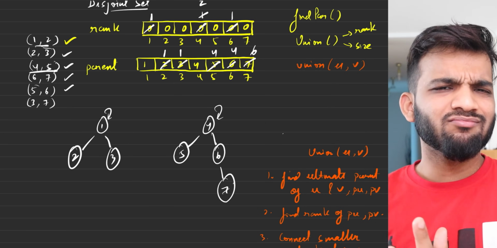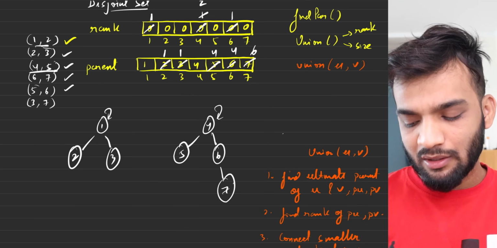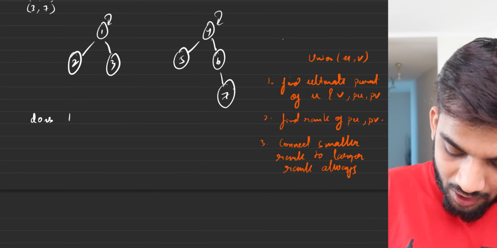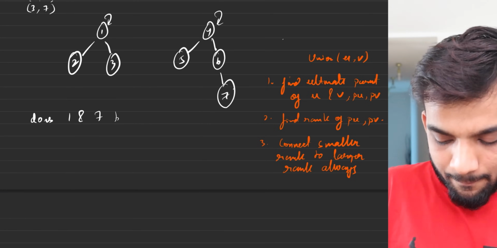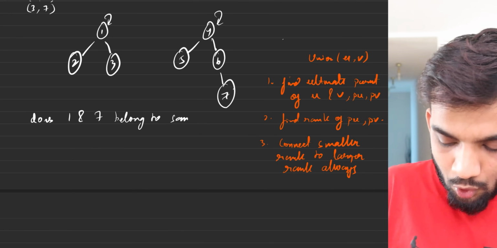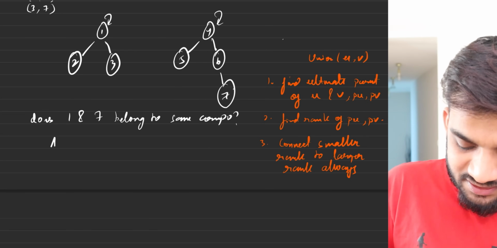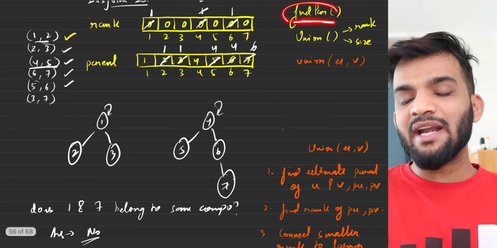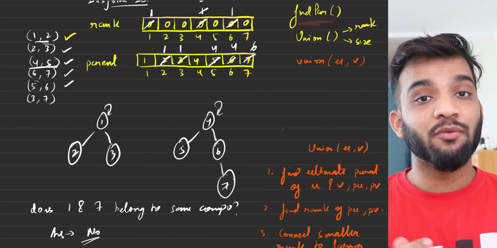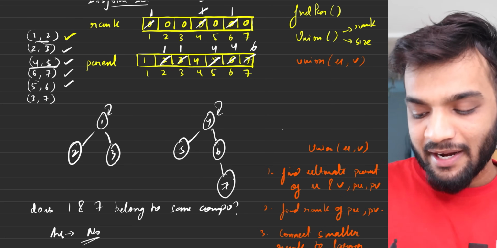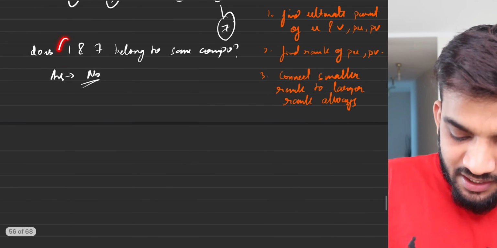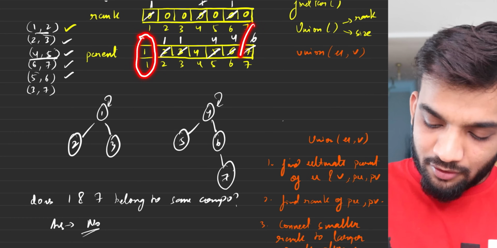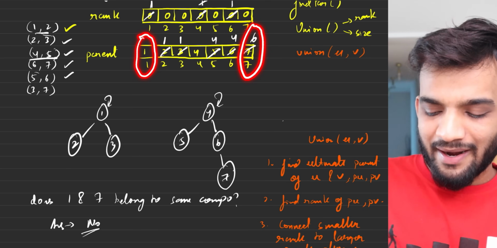Now, you've kind of understood everything. Now, suddenly if someone comes up and says, does 1 and 7 belong to the same component? If I ask you this question, the answer is no. But how will you find out? This is where something like find parent will come into picture. So when I'm saying does 1 and 7 belong to the same component, I look at the parent of 1, it's 1. I look at the parent of 7, it is 6. So I'll be like, okay, the parents are different, they are not.